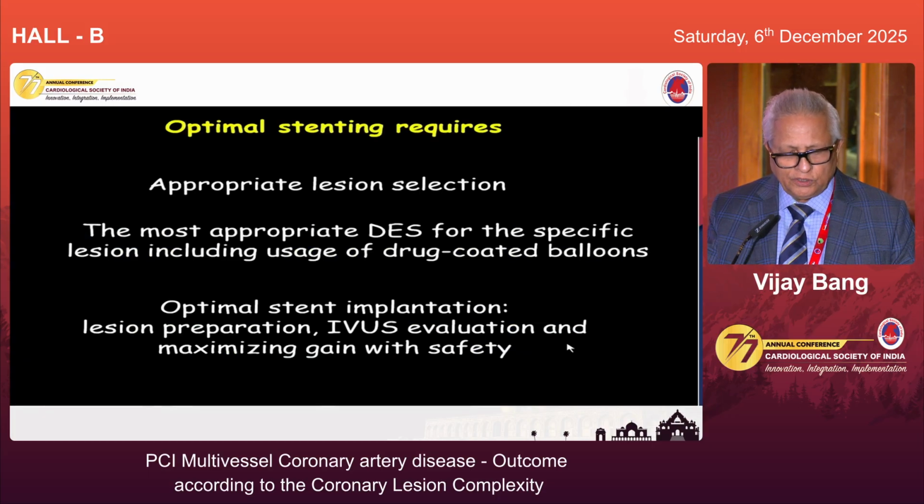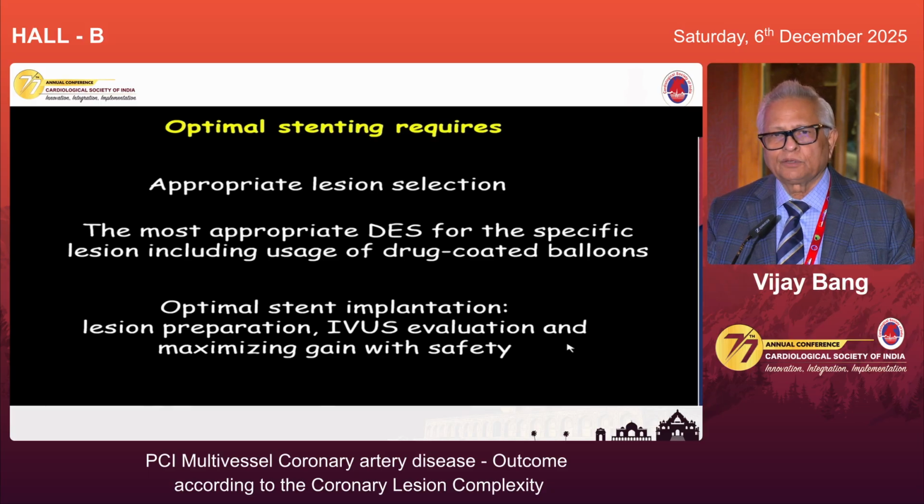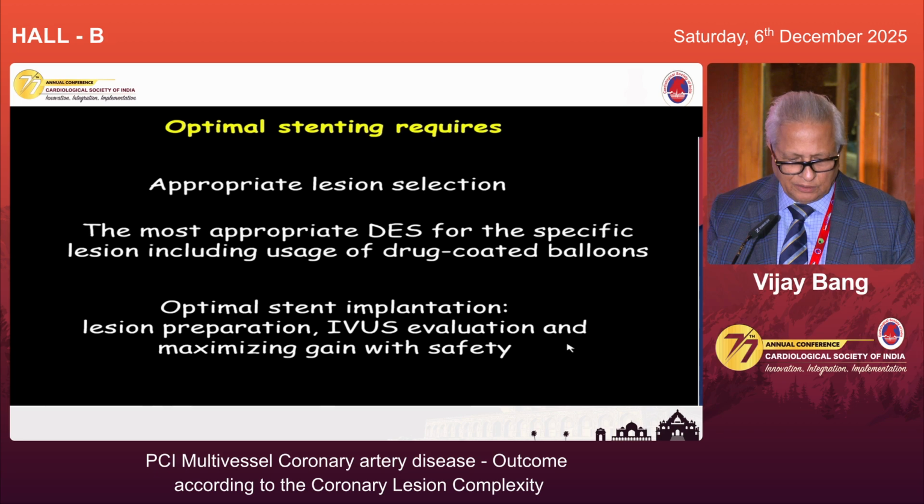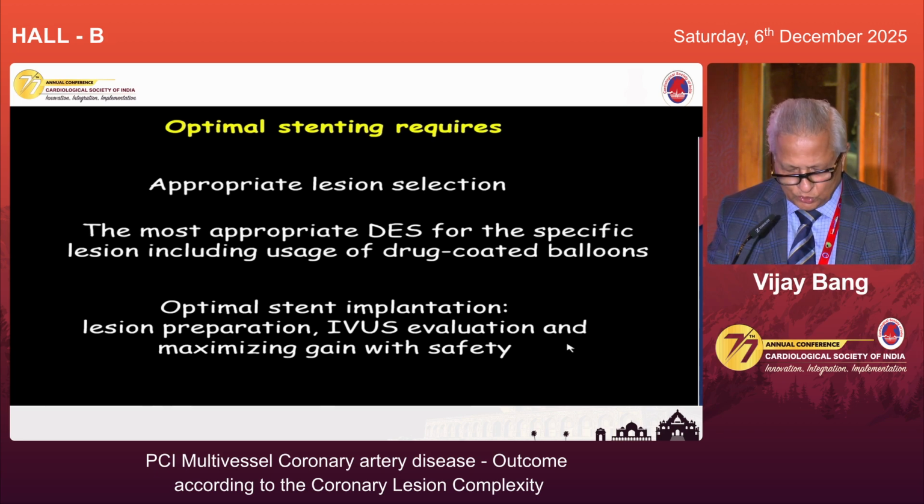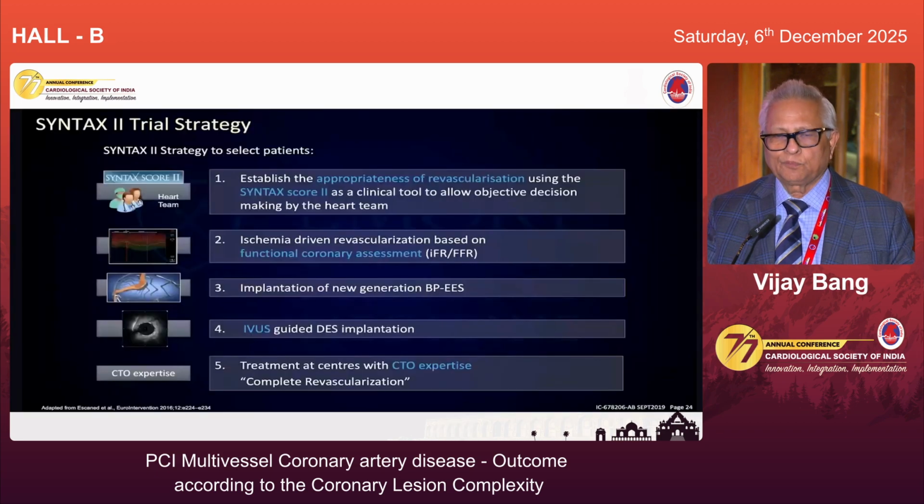And this is very important to get an optimal result in any multivessel disease. We evaluate appropriate lesion selection should be appropriate. The most appropriate DES should be used, like if you're putting it in a proximal LAD which is calcified, and you think that it will require higher strength to expand completely, then we can use Megatron, which is providing a higher strength. Optimal stent and use IVI to optimally deploy the stent so that long-term results are good.